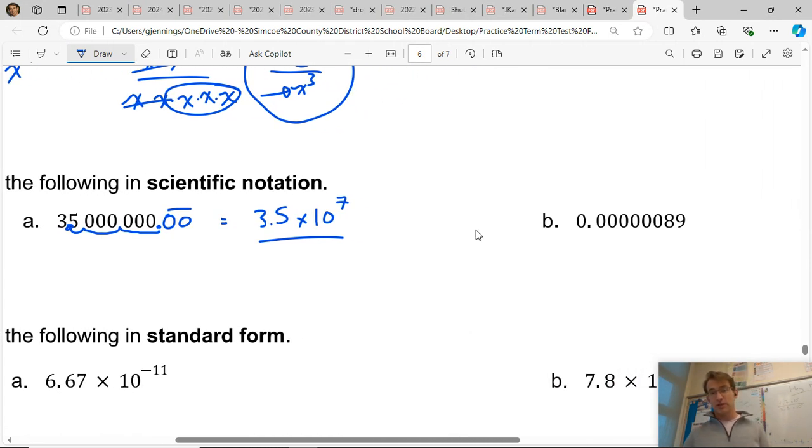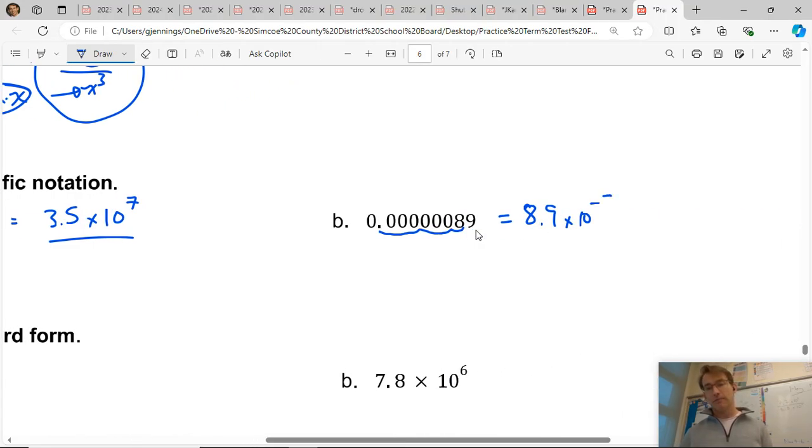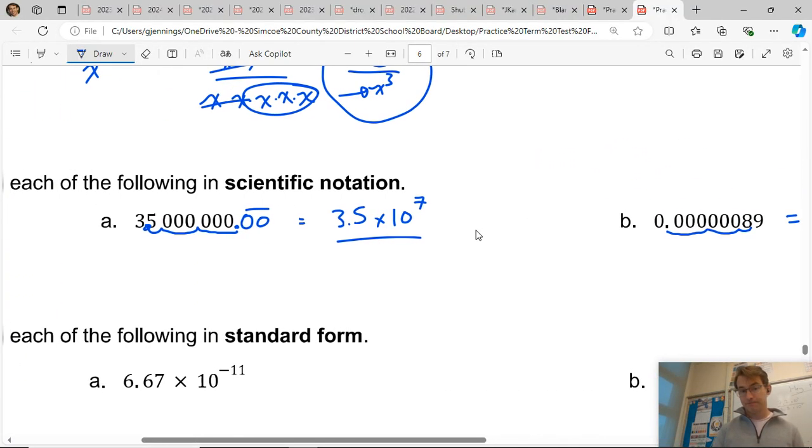All right, but what about this if the decimal went the other direction? Well, I go 1, 2, 3, 4, 5, 6. Oh, that's also 7 moves, but it's in the other direction. So I write this as 8.9 times 10 to the negative 7, because the decimal place is going the other direction. So actually you need to take the number 8.9 and divide by 7 copies of 10, not multiply by 7 copies of 10.